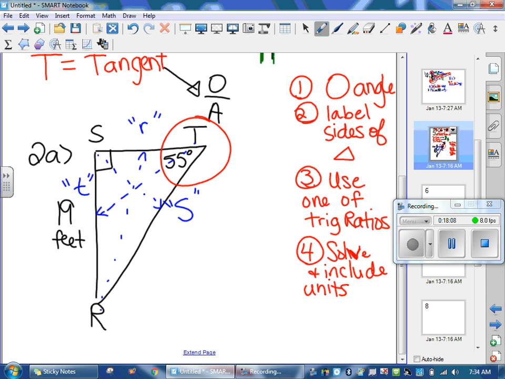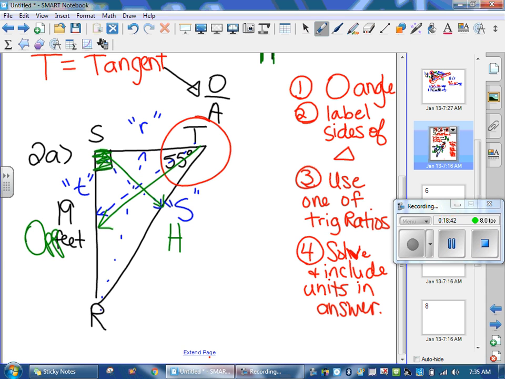Okay, so let's take a little bit more in-depth view of this. If I take a look at side angle T, across from you is always the opposite. So that is my opposite side. T is my opposite side. Across from my 90 degrees is always going to be my hypotenuse. So side S is my hypotenuse. And that must leave our adjacent, which is between our angle 90 and our angle 55. So this is our adjacent side.